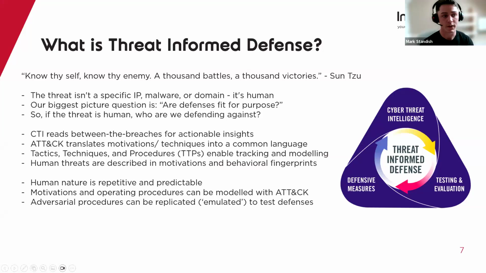So what is threat-informed defense? Another labored quote there from Sun Tzu, but it's labored for a reason. It's incredibly appropriate. Particularly among engineers and developers, we often find ourselves maybe too focused on developing and maturing a particular technology, and we get a little bit lost in zeros and ones.